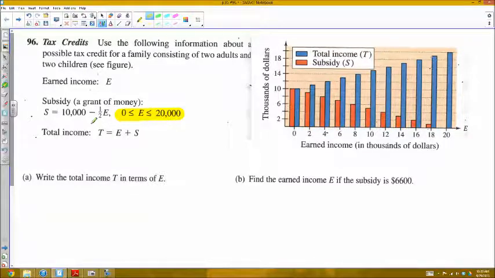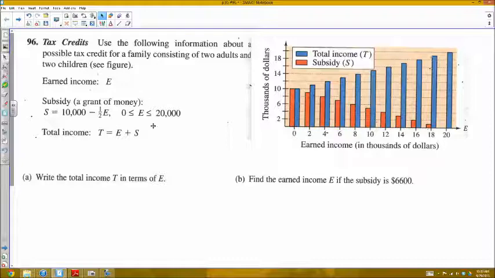The reason why that would make sense is if you look at what happens as earned income increases, I'm subtracting off larger values, so the subsidy is decreasing. And once I get to $20,000, the subsidy becomes 0. If I was to allow E to go over $20,000, this subsidy would become negative, and that doesn't really make any sense. A negative number in terms of a subsidy would mean that they're taking money away from people, and that wouldn't be a tax credit anymore.